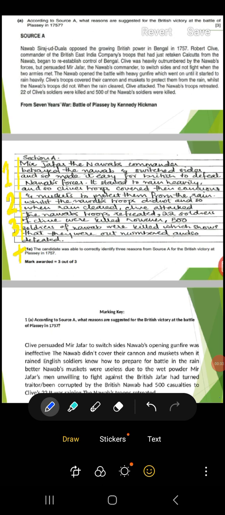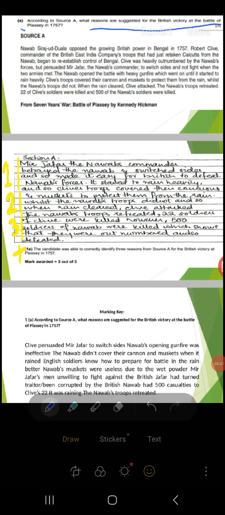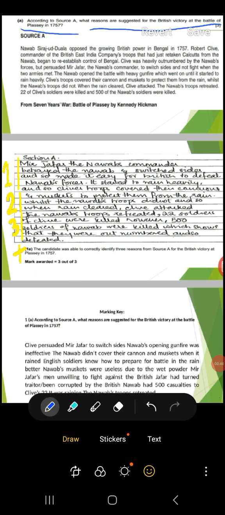First of all, we are going to read the question. According to source A, what reasons are suggested for the British victory at the Battle of Plassey in 1757? Now, the source is given below the question, and you can read the source carefully. Let's read it together.